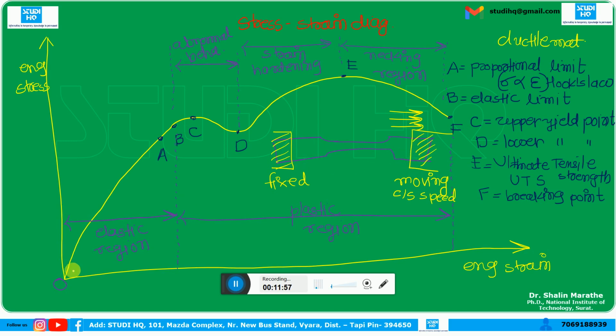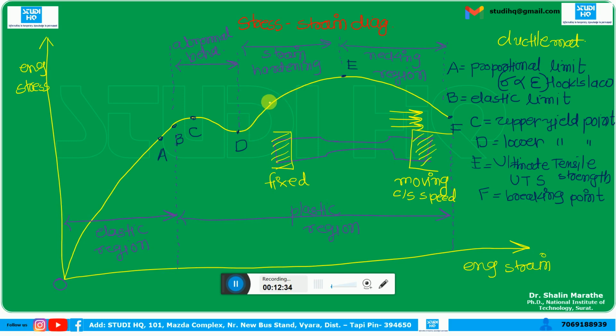Initially the strain produced in the specimen will be proportional to the stress. If we go beyond point A, the stress and strain will increase, then strain will increase slightly in comparison to the stress. Then there will be a sudden decrease in the stress, and there will be a large amount of strain in the material. Then again there is a rise in the stress.